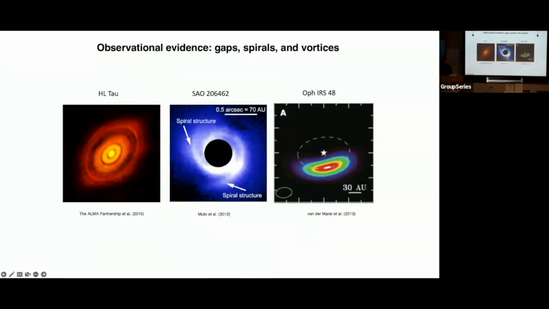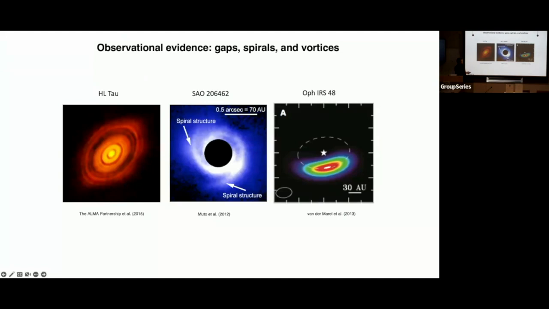You see gaps, spirals, and vortices. Of course, not in the same disk, but you see precisely these three types of structures that have been predicted by numerical simulations. So HL Tau here, a beautiful example of these rings and spirals. I mean, spirals here in SAO 206462. And Ophiuchus IRS 48, a beautiful example here of maybe a vortex.